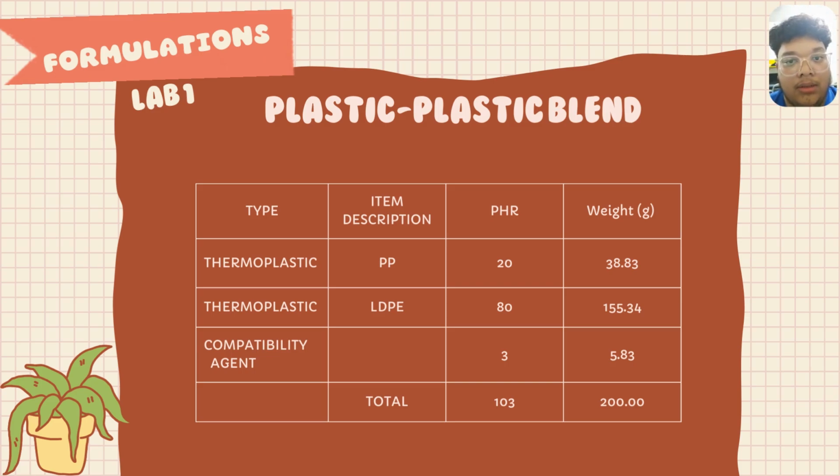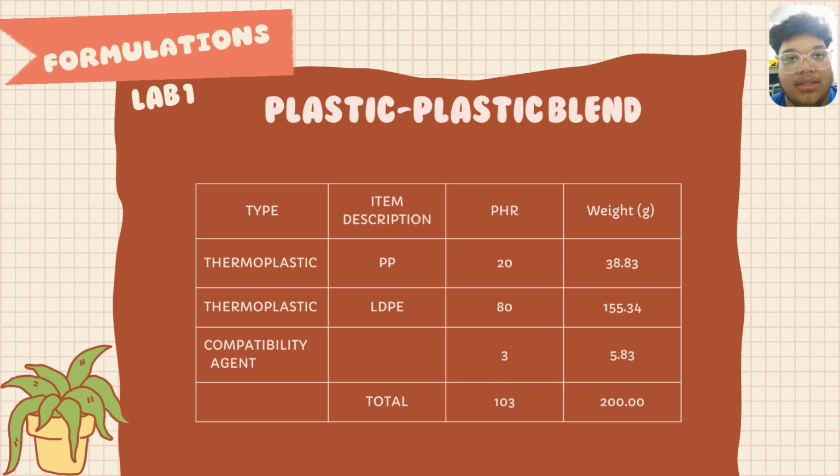In lab 1, we are working with a plastic blend formulation that combines two thermoplastics and a compatibility agent. The blend includes polypropylene, PP, a strong and flexible thermoplastic used at 20 parts per 100 rubber, PHR, with a weight of 38.83 grams, and low density polyethylene, LDPE, a flexible and chemical resistant thermoplastic at 80 PHR weighing 155.34 grams. To ensure proper blending of the two polymers, we also use a compatibility agent at 3 PHR with a weight of 5.83 grams. This brings the total formulation to 103 PHR and 200 grams in weight.